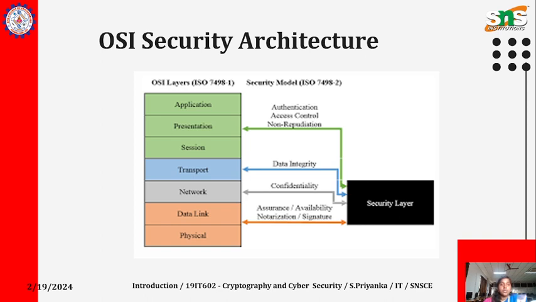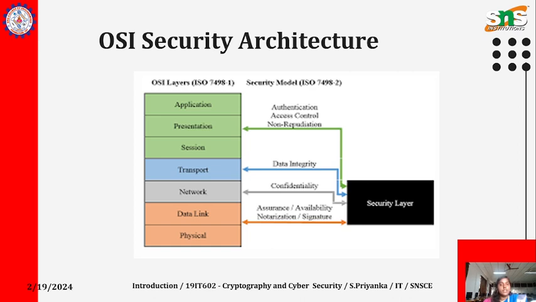First of all, let's see all these OSI layers. As we all know, these are the physical layer, data link layer, network layer, transport layer, session layer, presentation layer, and application layer. When all these are connected with the security layer, it mainly provides authentication for your message and access control for information, then non-repudiation, data integrity, confidentiality, then assurance and the availability of the resources or messages.